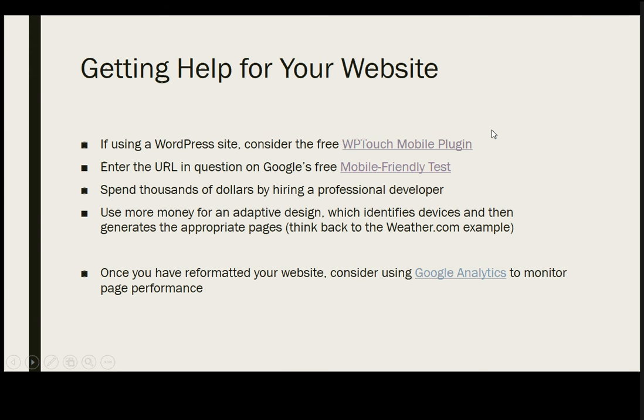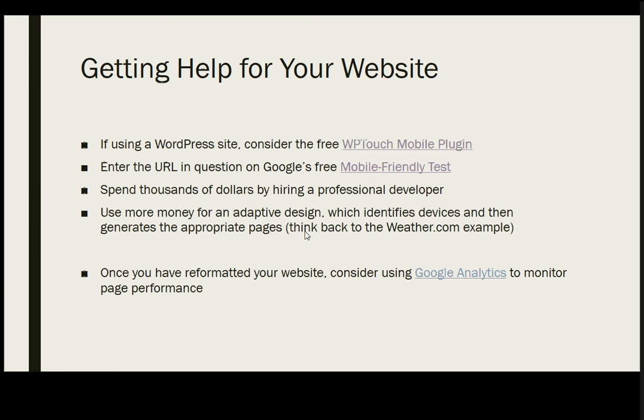Okay. And so besides those two tools, if you're really lost, you can spend thousands of dollars by hiring a professional web developer, which I know as grad students, we have that kind of money, right? But that's an option that more businesses take. They'll also use more adaptive design, like the weather.com page, where instead of having pages in the responsive web design, where it just automatically switches the pages to the devices, the adaptive design actually identifies what your device is and then where it is, and then it gives you the design from there.